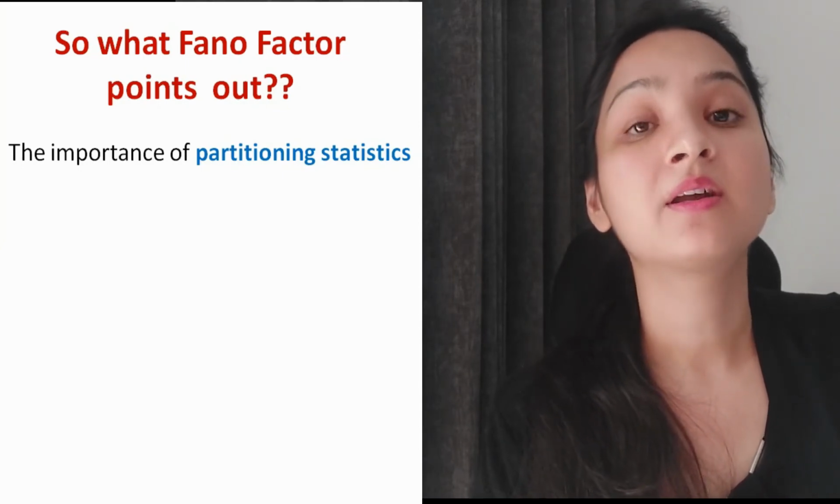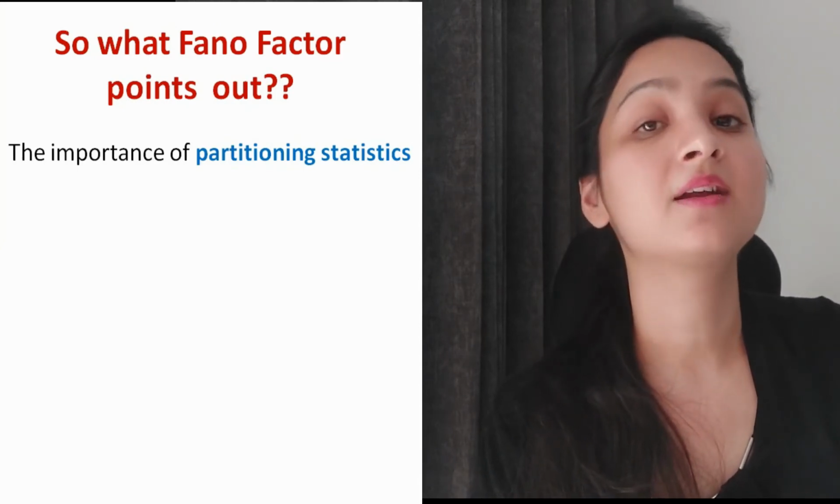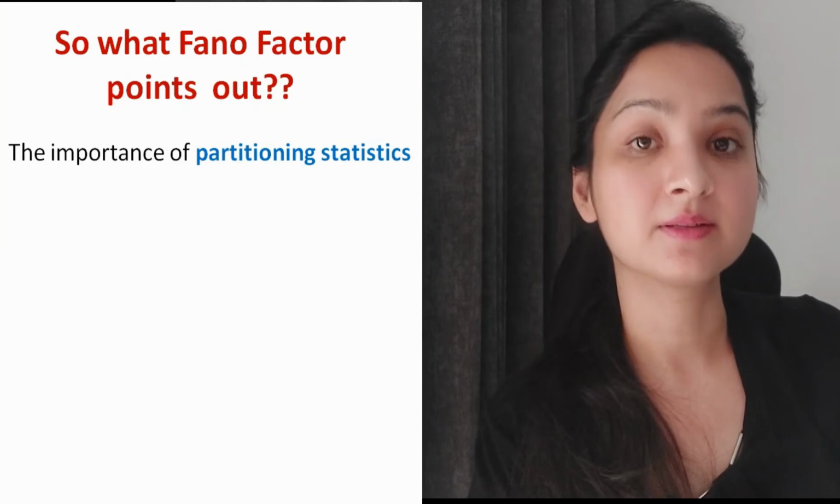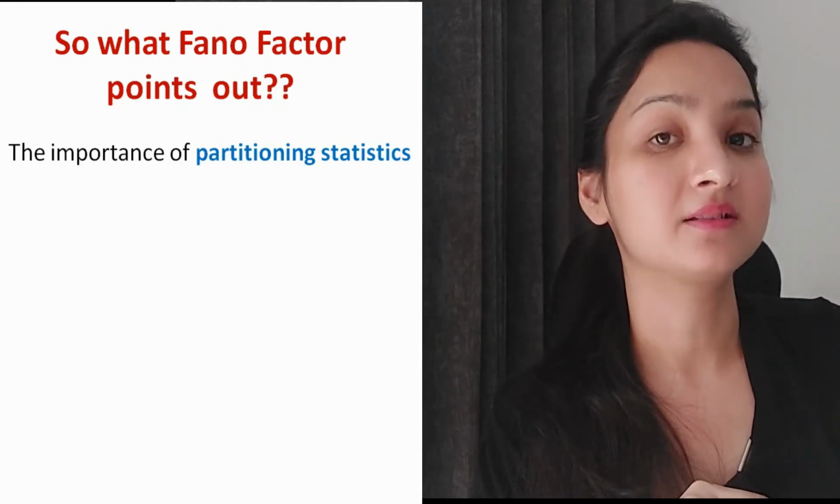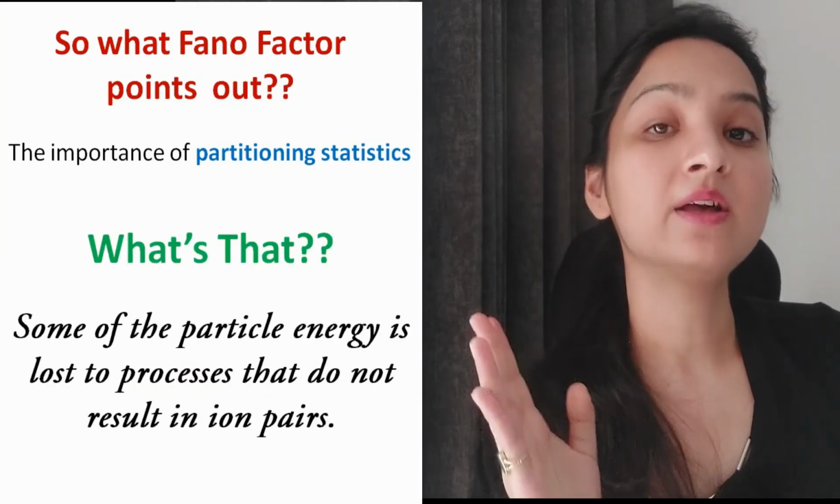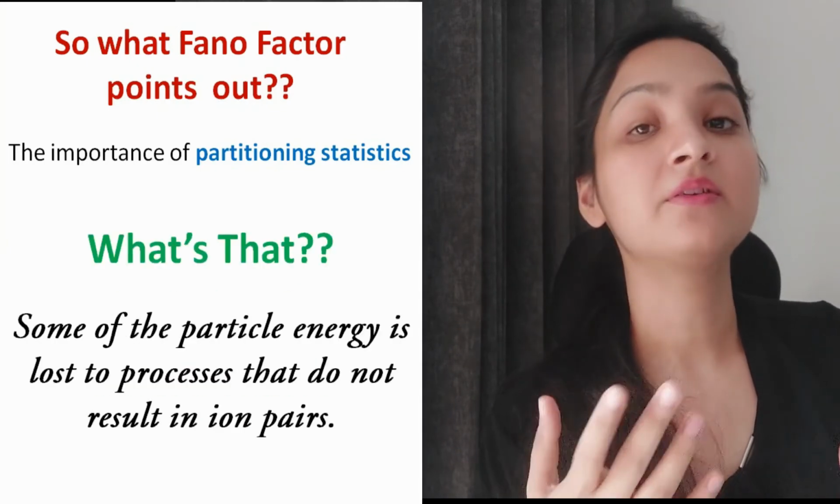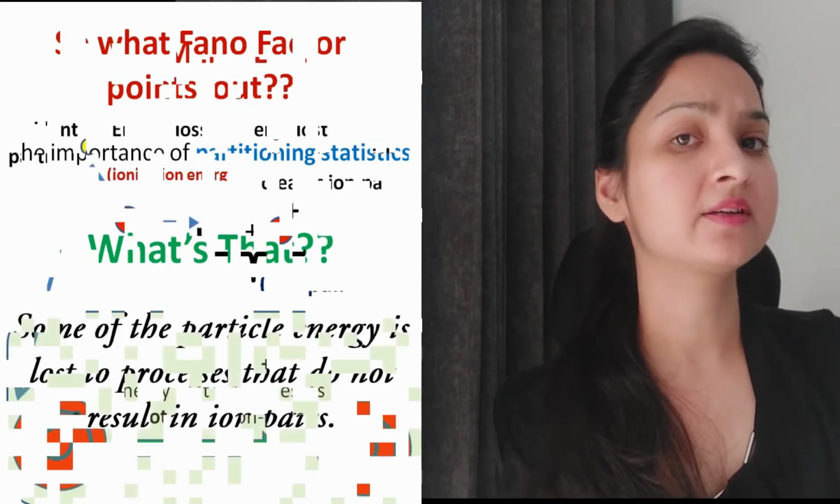फैनो फैक्टर कब आया, when we are talking about other processes that are also occurring along with the processes that are resulting in the formation of ion pairs. So Fano factor indicates towards some sort of a partitioning statistics. That is, some amount of particle energy is lost in processes which are not resulting in the formation of ion pairs. You remember we talked about excitation process.